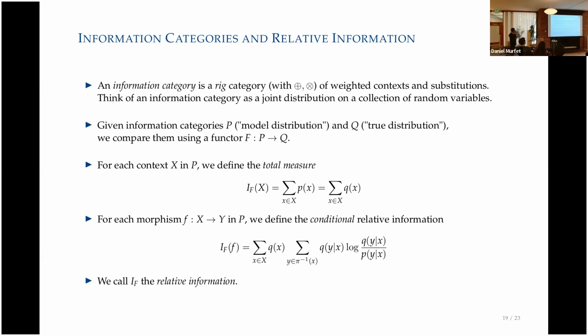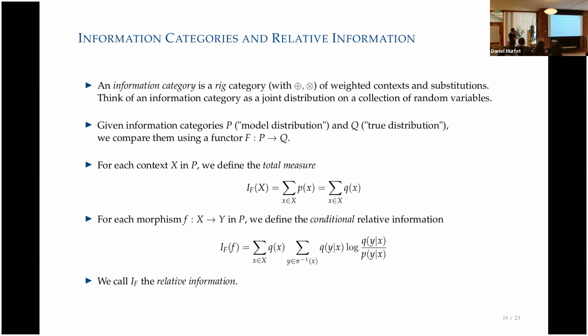Then for each, now I'm going to define this new function, IF. So when IF is applied to an object X in P, I get a total measure at X. And because it's measure preserving, that's also the same as the total measure at Q. Sorry, the total measure of P at X is the same as the total measure of Q at X. Oh, sorry, that's a requirement. Sorry, that's an assumption I'm making. So that's IF applied to an object.